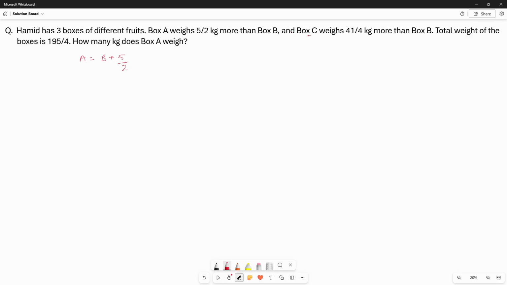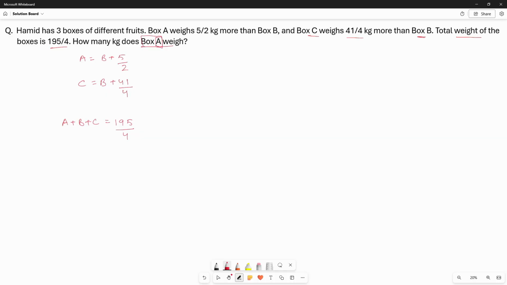The next it says box C weighs 41 by 4 kgs more than box B, and we have been given the total weight of the boxes, which is 195 over 4. Total weight of the boxes means A plus B plus C is equal to 195 over 4. How many kgs does box A weigh? We have to find the weight of box A.